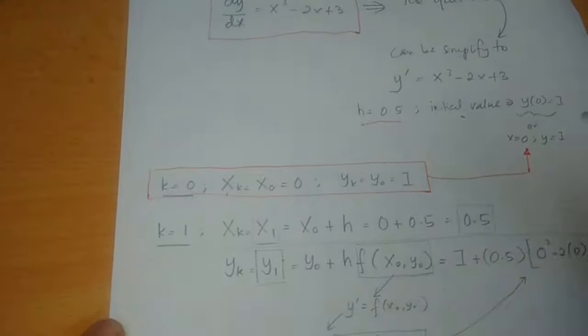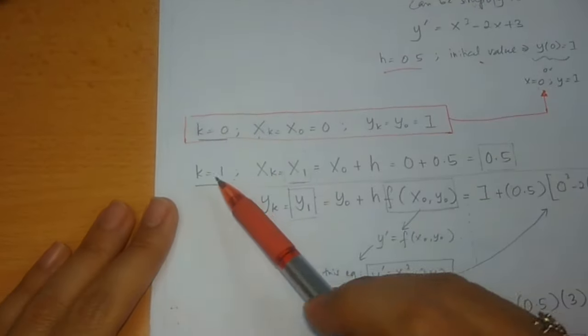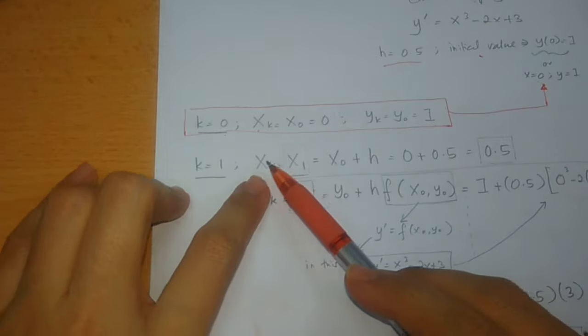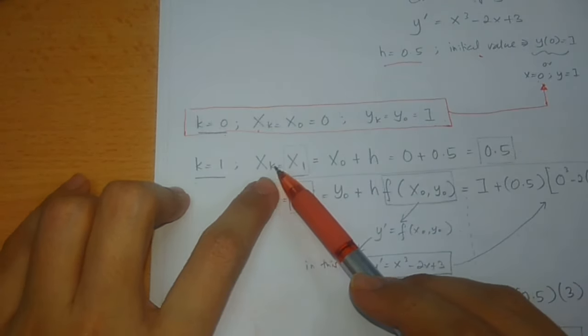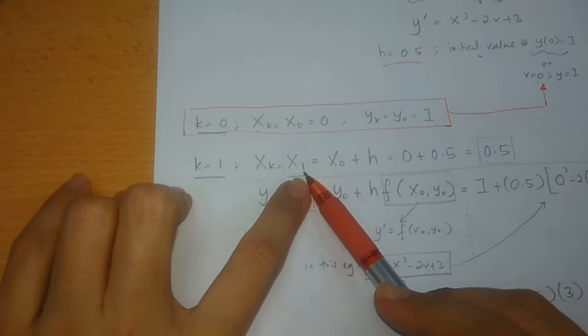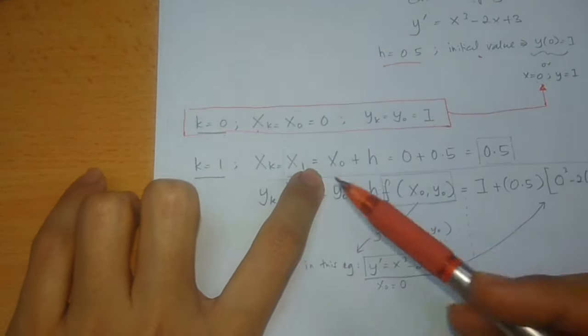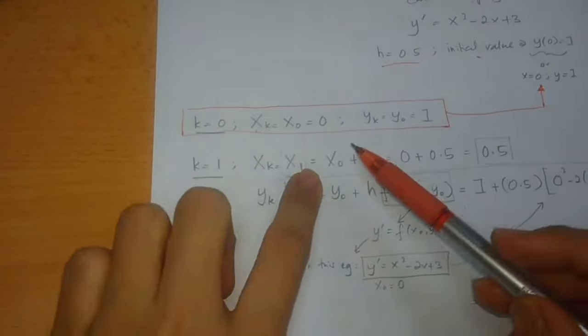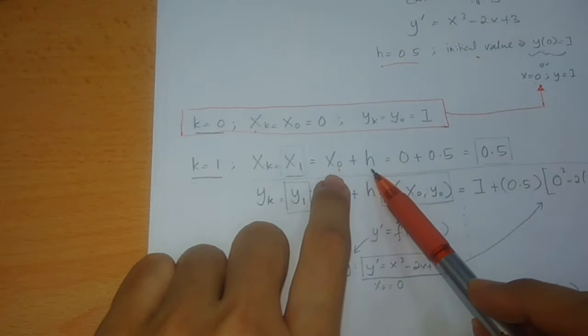Alright, now you move on to the next iteration, k equal to 1. For k equal to 1, you need to find xk again, so our x is now x1. x1 is equal to the previous one plus the step size, because you need to increase the value of x using the step size.